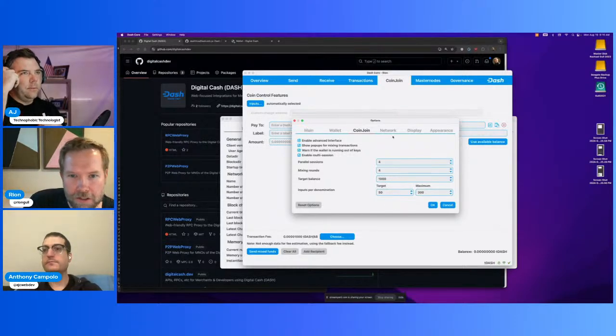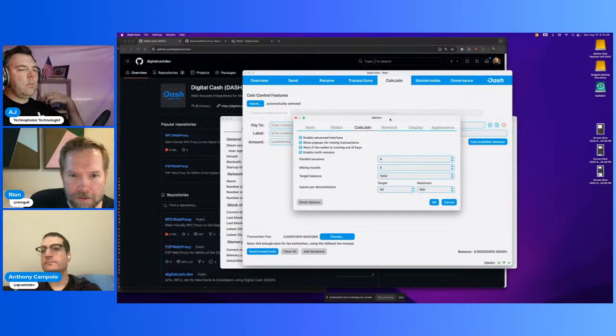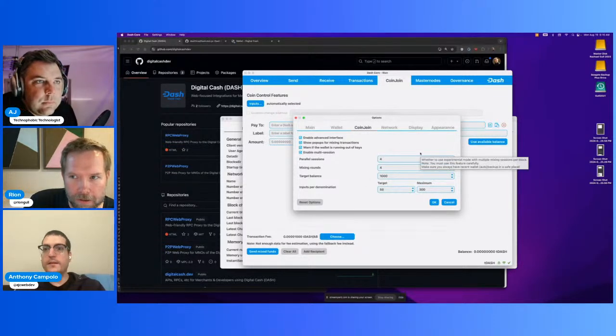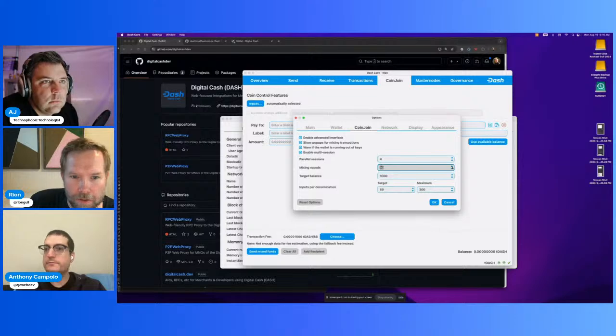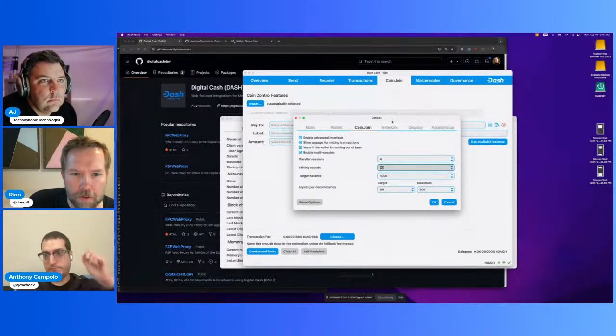Okay, so I was actually just going to talk about that, because this is basically your cash drawer options for the desktop client. You've got how many parallel sessions you want to allow. You've got the mixing rounds that you want to run. I'll just bump that up to 10. You've got your target balance. These were all the defaults.